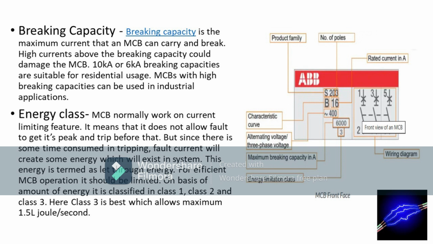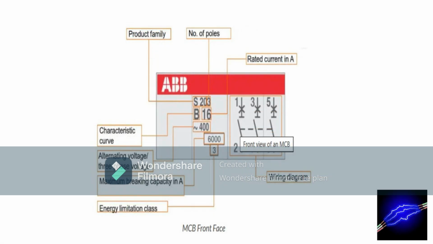Guys, so this was it. For reference, I have attached MCB front view. Here we can see that the number of poles is mentioned as 3 and the rated current is mentioned as 16 ampere, while the characteristic is mentioned as B, that is it is suitable for home wiring and residential commercial wiring, and the maximum breaking capacity is mentioned as 6000 ampere, that is 6 kiloamps, and energy limitation class is 3, which is the best in the class.